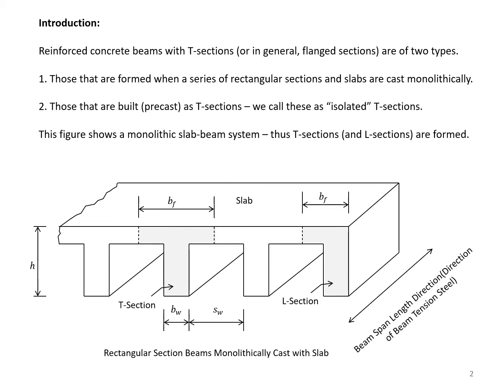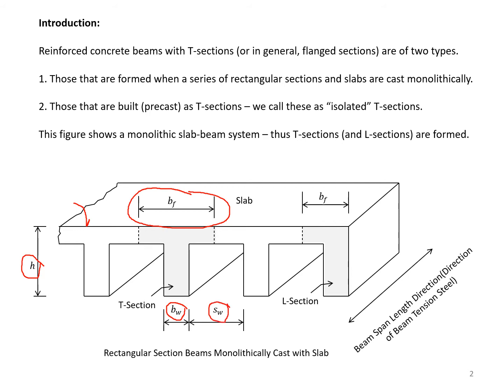This figure shows a monolithic slab beam system. Therefore, T-sections and L-sections are formed. As you can see in this figure, a portion of the slab is contributing to the formation of the T-section. The overall depth of the T-section is h, which is measured all the way to the top of the slab, and the width of the web is bw. The clear spacing between the adjacent beams is sw.